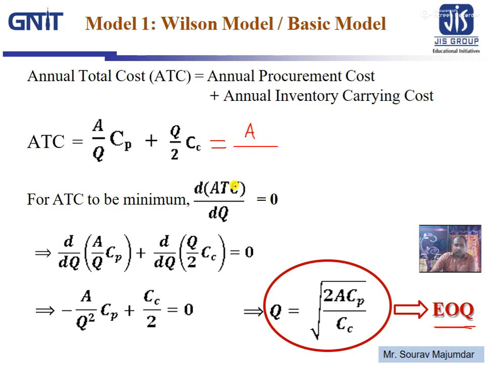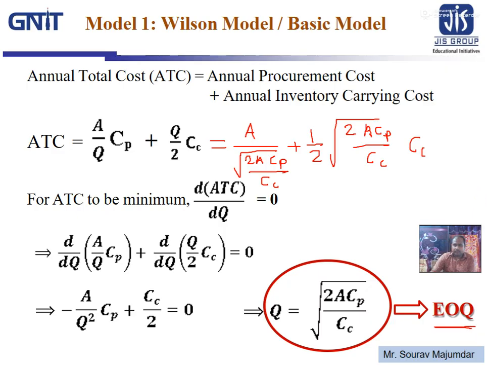In place of Q you have to place this, that is root over of 2A Cp by Cc, plus it is 1 by 2 Q. Q means root over 2A Cp by Cc, into Cc.